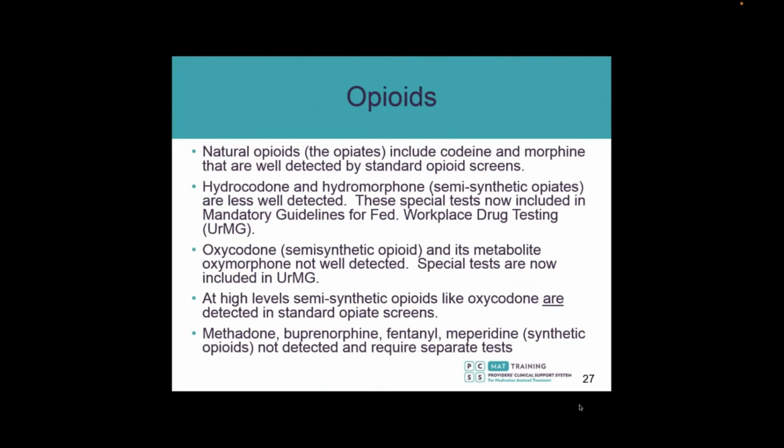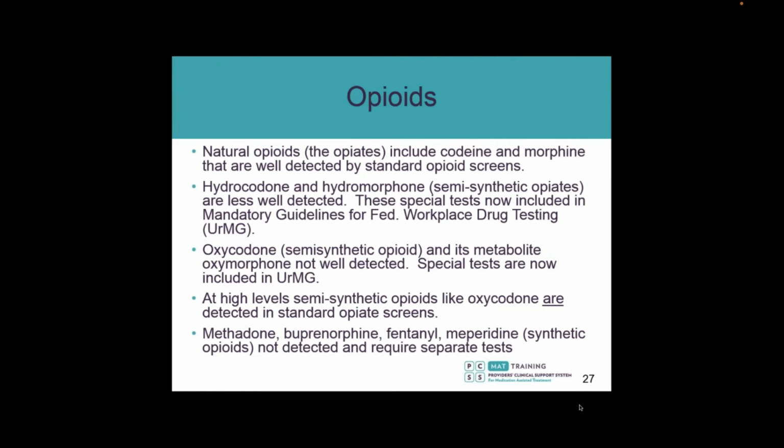So what is it we detect? Well, the natural opioids, the opiates, include codeine and morphine. These are well detected by standard opioid screens. The next level of only partial detection are the semi-synthetic opiates, hydrocodone and hydromorphone, which are modified from the natural opiates. They're less well detected and usually require that you order a special test for them. Mandatory guidelines for federal workplace drug testing last year made them part of a standard screen for federal workplace testing.